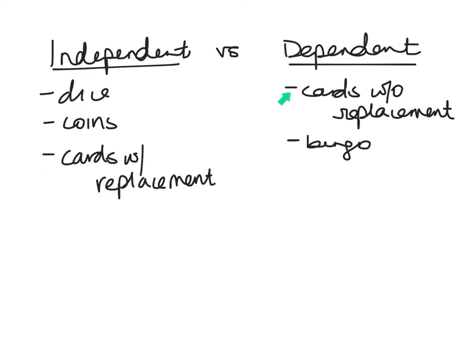Dependent would be like what we just did, cards without replacement. So once you take it out, you're changing the probabilities that exist. Bingo is another kind of dependent one, because if you think about when you're playing bingo, if you pull out B12, you don't put that back in. Even if you did put it back in, that would be dumb. That's not how you play bingo, because then you wouldn't be able to cross that off anymore. So bingo is an example of dependent, because once you pull it out, the number that's in there goes down.